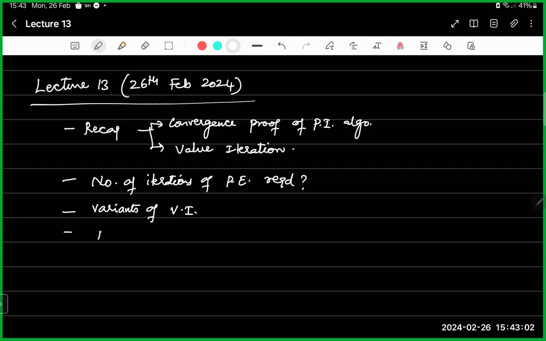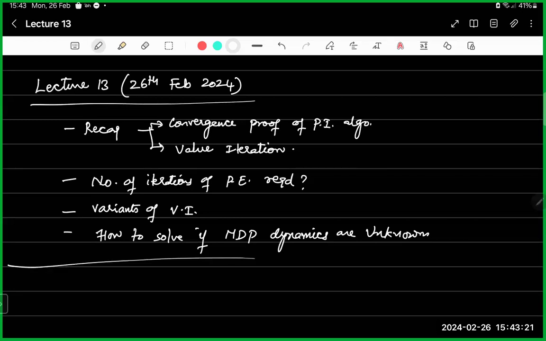How to solve it when the MDP dynamics are not known. Okay. So roughly this is what we'll discuss today.